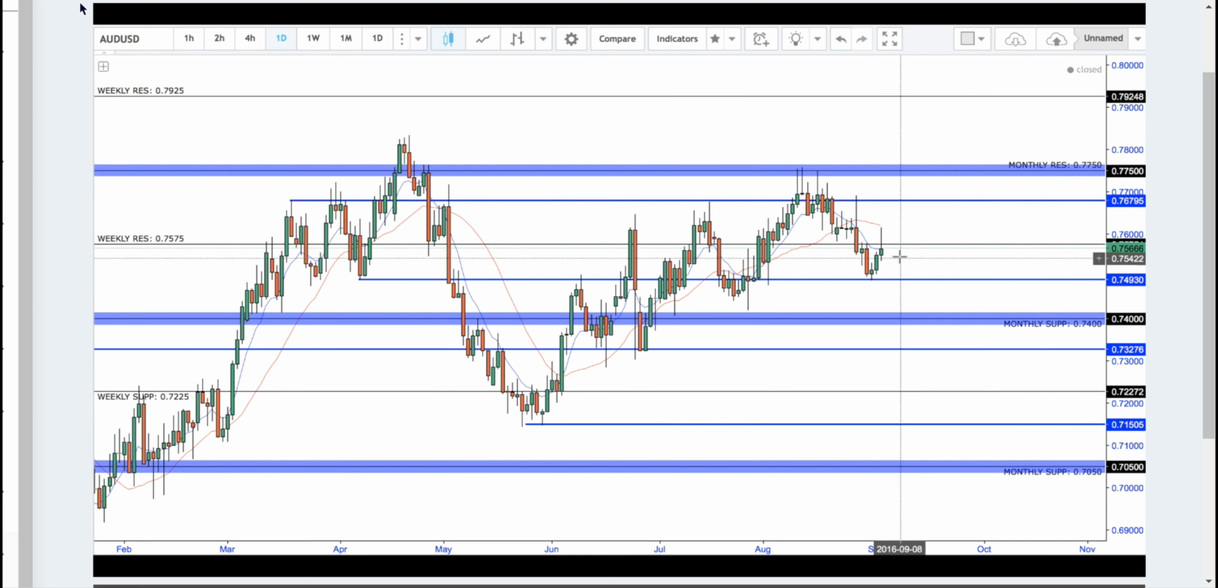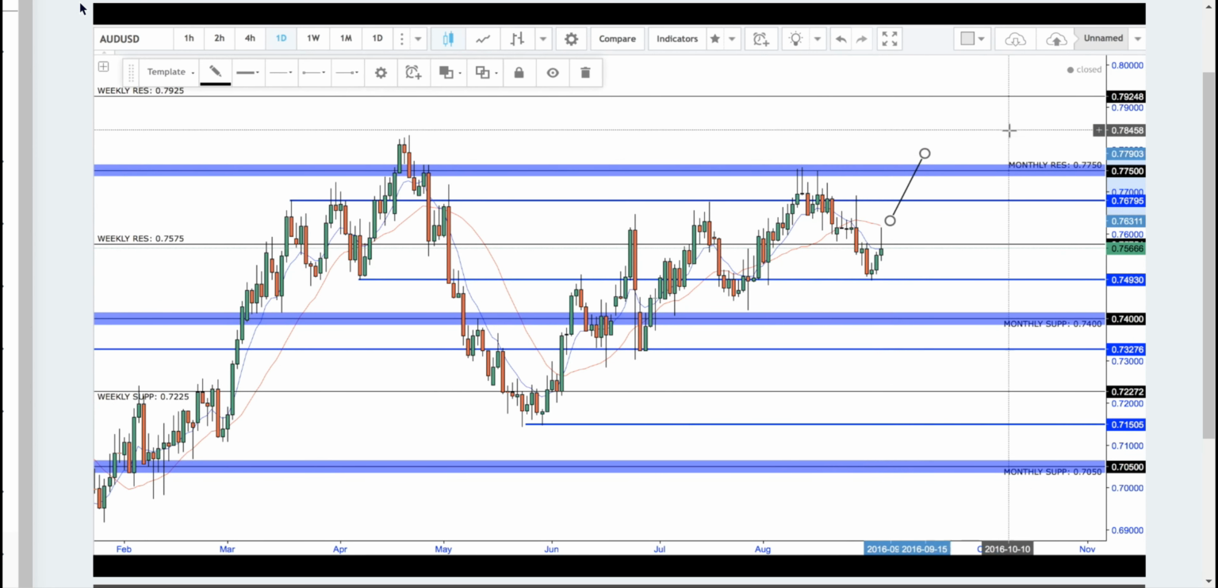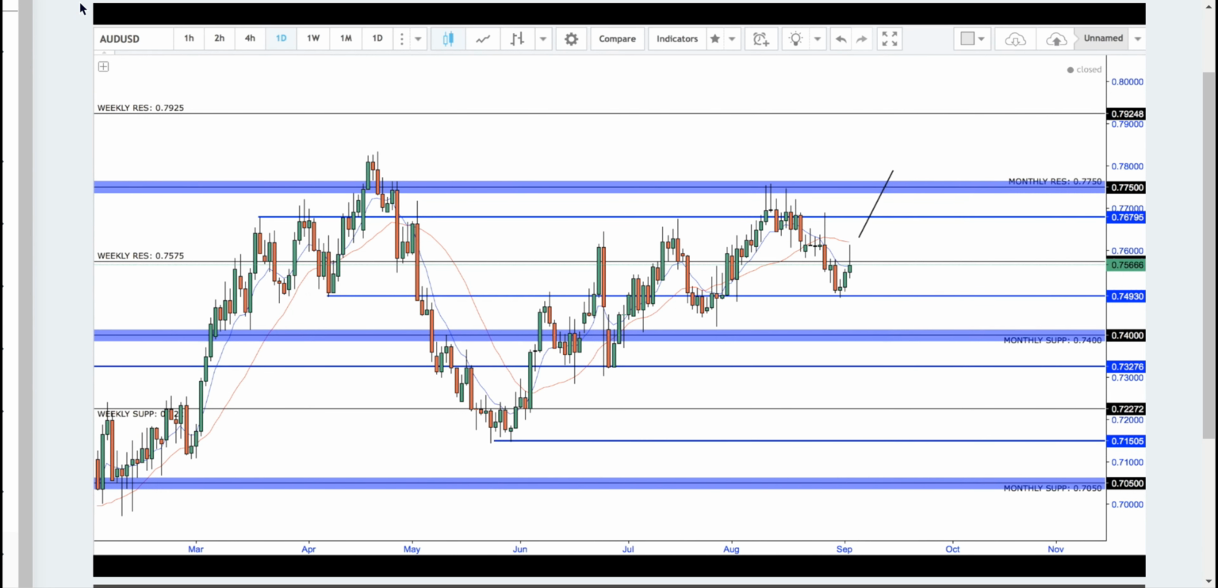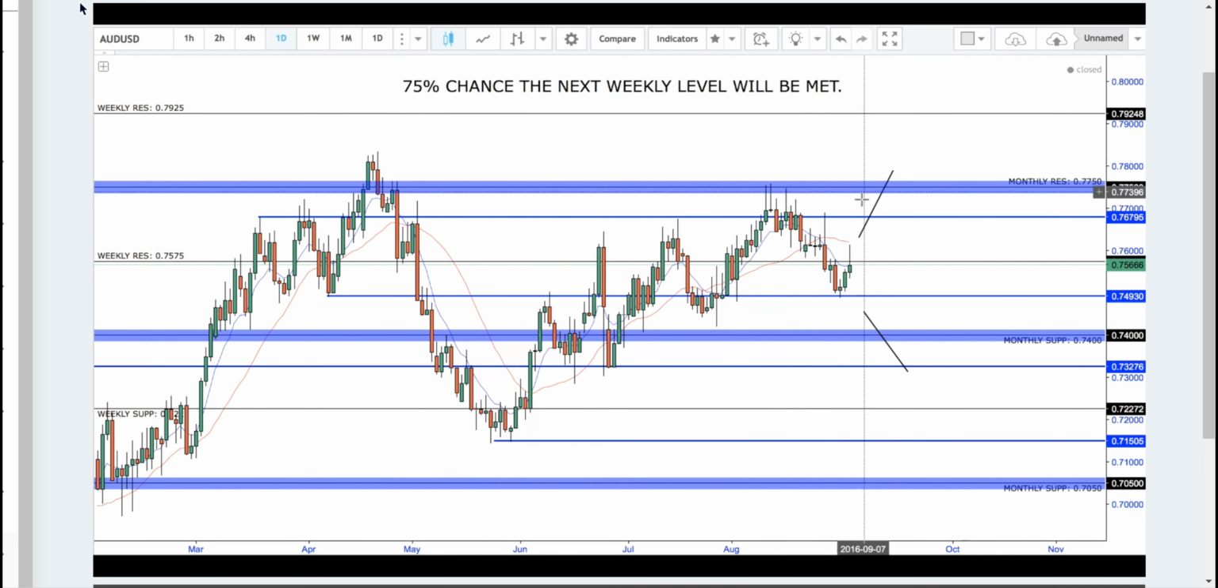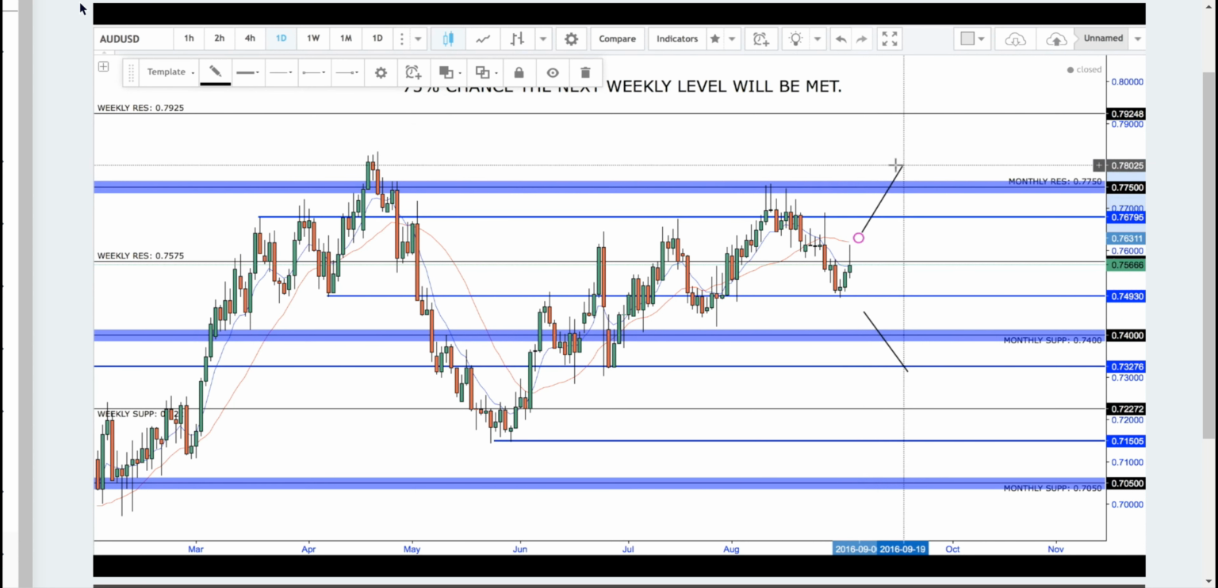Now, when a monthly level is broken and we hold above a monthly key level, whether it be resistance or support, there is a 75% chance the next weekly level will be met upon a break of a monthly support or resistance. So for instance, if we held above this, if we were strong above this, we're looking at the next weekly.